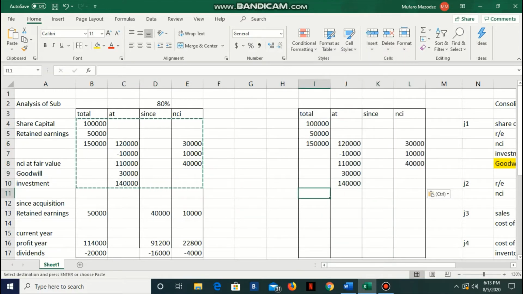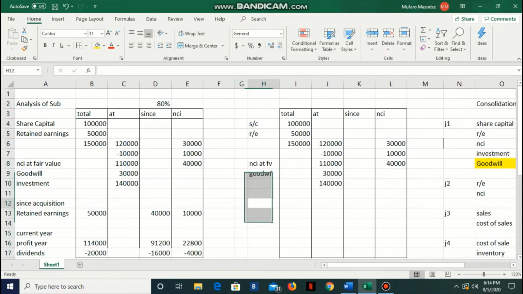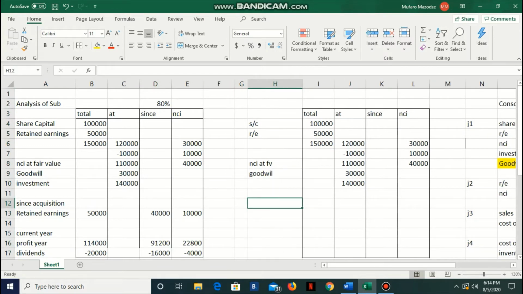So it's still share capital, retained earnings. I'm just going to write it again in short. And this was NCI at fair value. This was our goodwill. Let's just make this long so that it's more neat. And then this was our investment. The since acquisition part also is not going to change. So we can write here since acquisition, retained earnings.